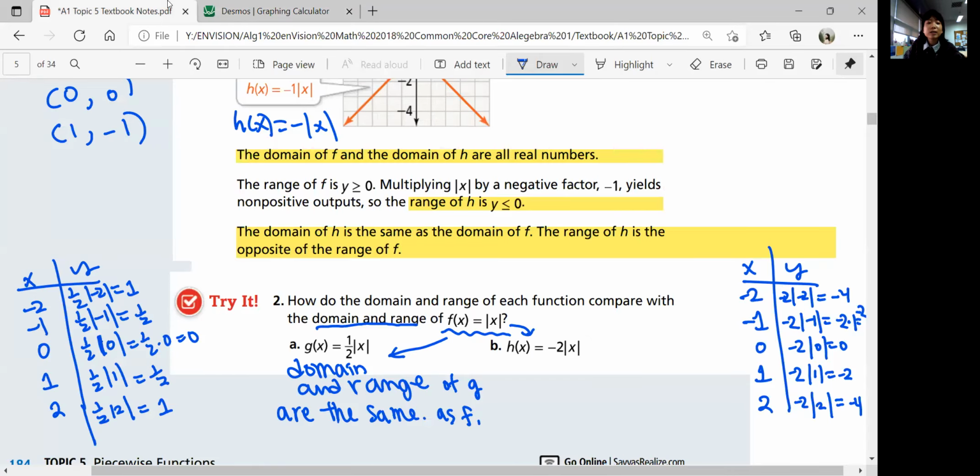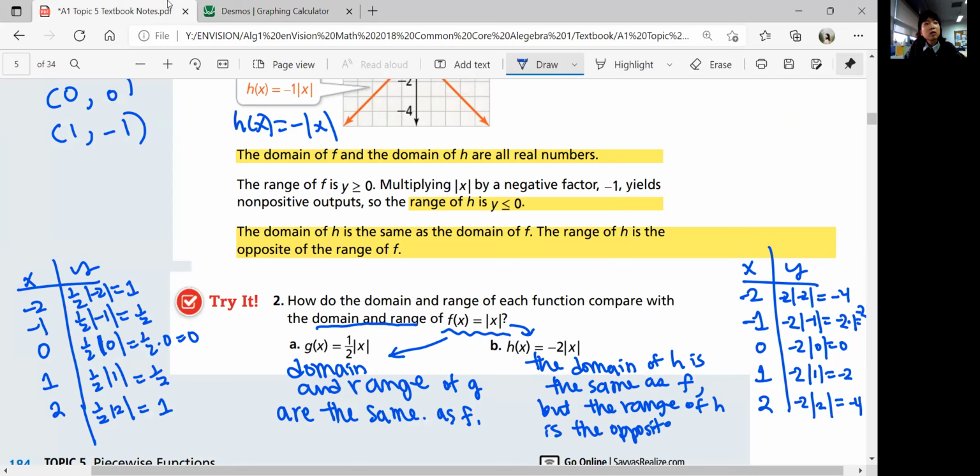So here, what can we say? The domain of h is the same as f, but the range of h is the opposite of f. It's all negative numbers.